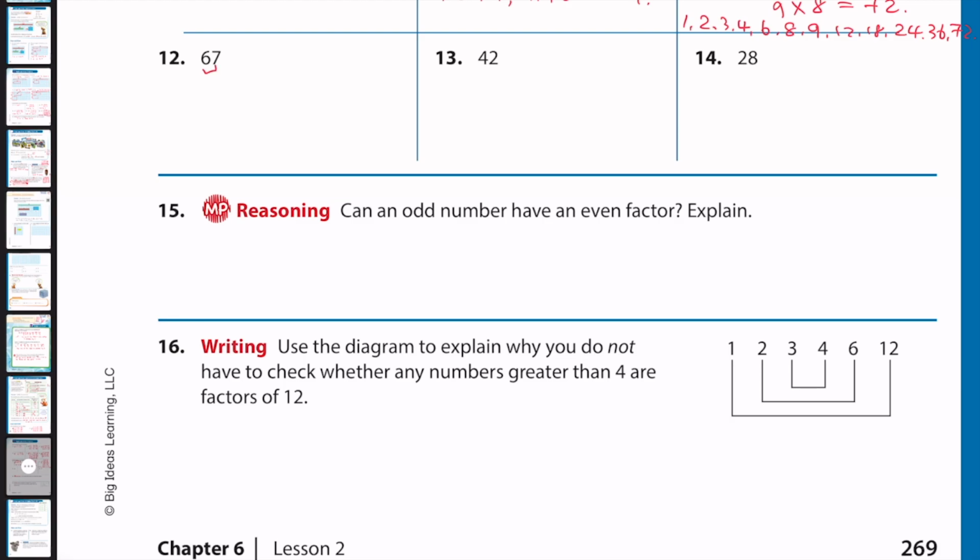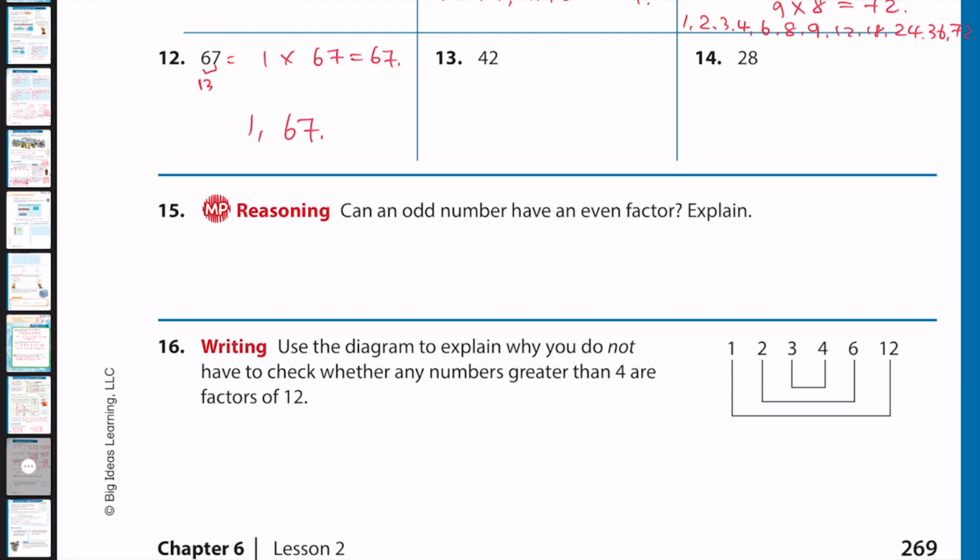Okay, now 67. When you add the digits together, it's going to be 13, nothing. It's not divisible by 9 or 3. So let's see. 1 times 67 is 67, and anything else? This is not an even number, and not divisible by 3, 6, nor 9. What about 4? No. 5? Nah, nothing. So the answer is what? Only 1 and 67. Poorest ever, I'm sorry.